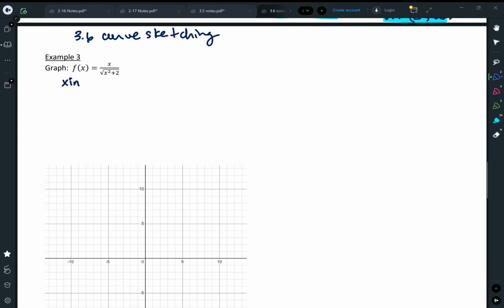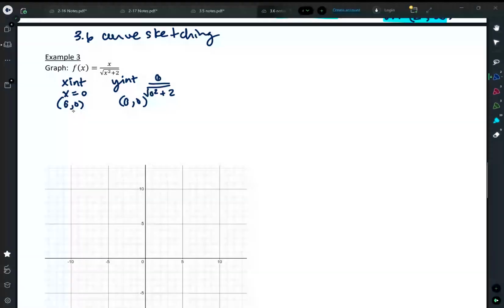So remember, our x-intercept comes from the numerator equaling 0. So that's going to be at 0, 0. Our y-intercept comes from putting in 0 for all of the x's. And so 0 over square root of 0 squared plus 2, 0 divided by anything, still 0. So it always makes sense if you get 0, 0 for your x-intercept, your y-intercept also has to be 0, 0.